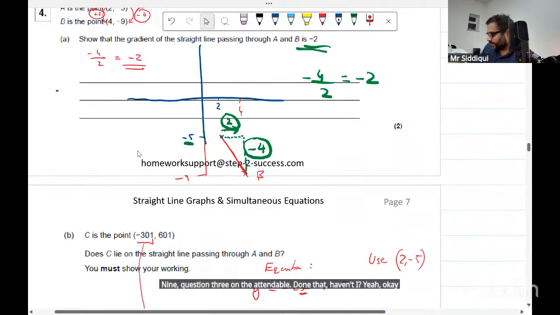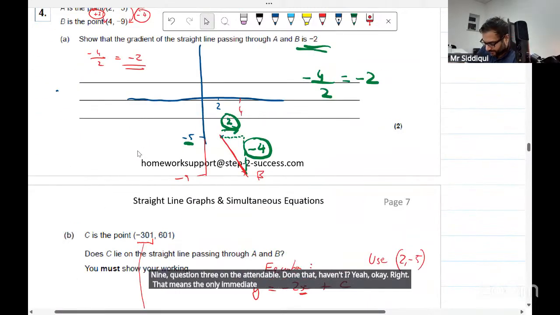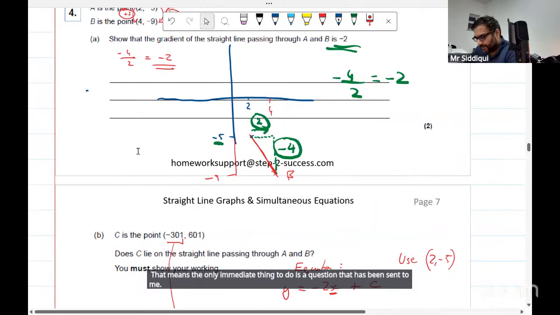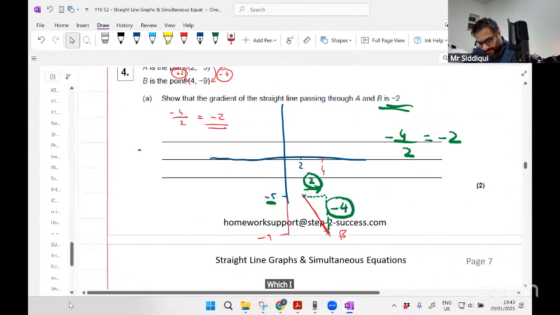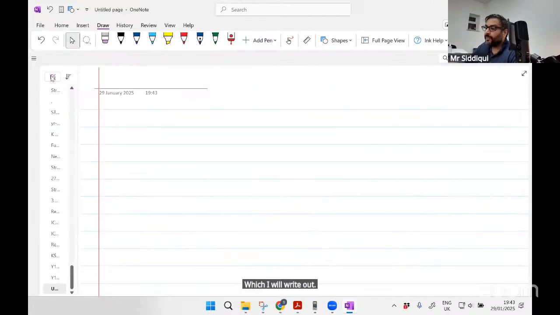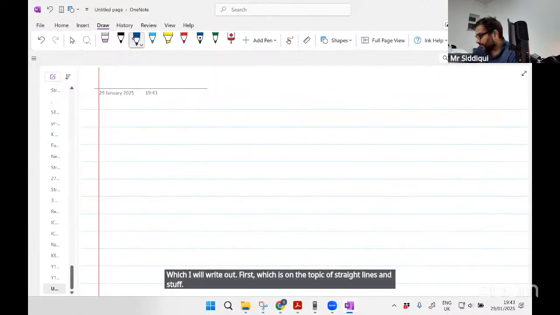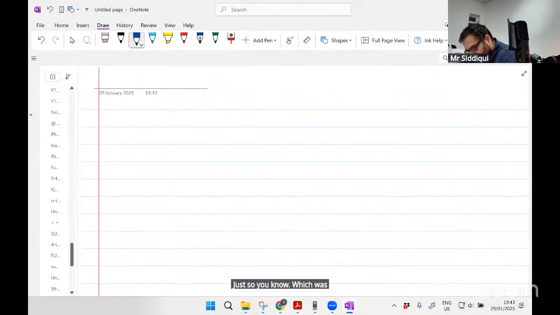Right, that means the only immediate thing to do is a question that has been sent to me, which I will write out first, which is on the topic of straight lines and stuff, just so you know, which was: a straight line has equation, I won't write the whole thing out, y equals a half x plus 1.